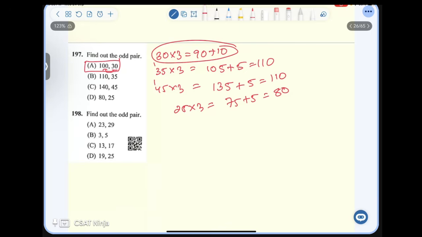Next is a direct question. This one and this one are prime numbers. This one and this one are prime numbers. This one and this one are prime numbers. But this is a prime number, and this is not a prime number. That means the odd one is this one. All the options are prime pairs, but the last one is not.